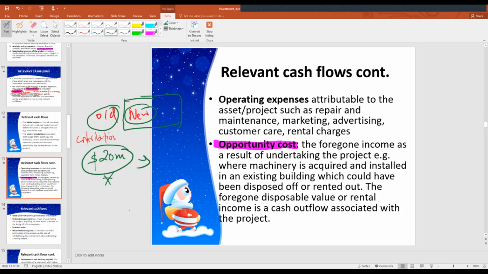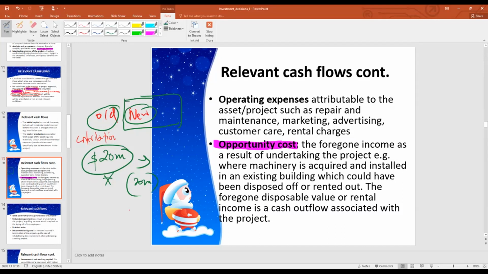Therefore, for the new machine, you have to consider that I've lost 20 million as a cash outflow. When analyzing the new machine every year, you have to quantify this 20 million which you have lost, which you could have earned if you continued using the old machine. Clear, Sonia? Okay, thank you.